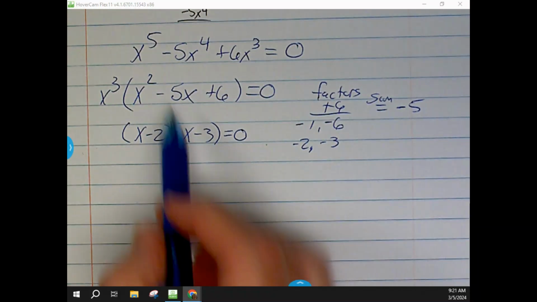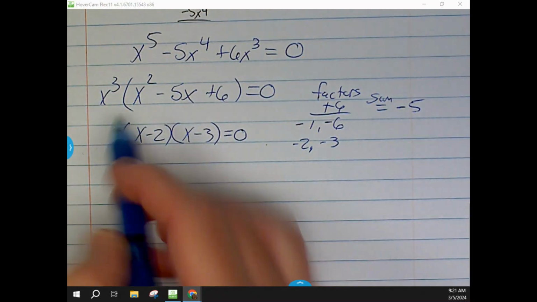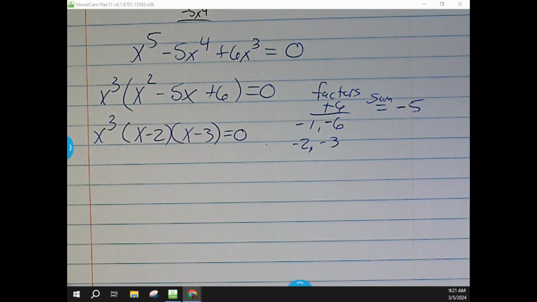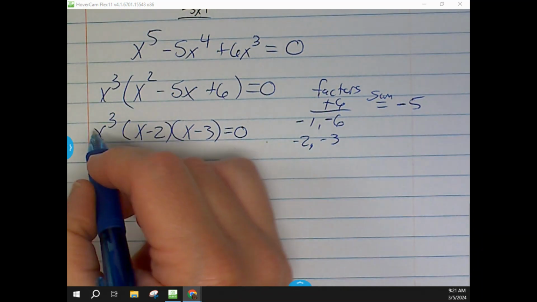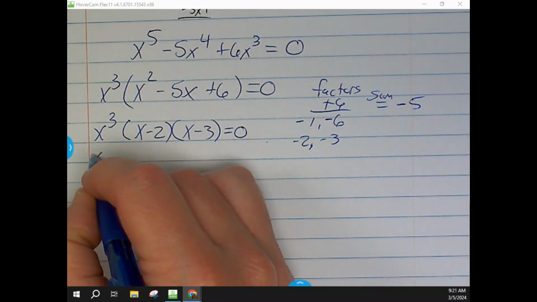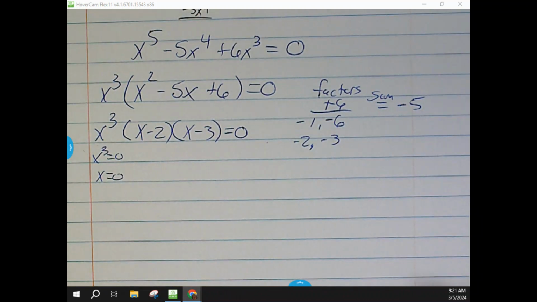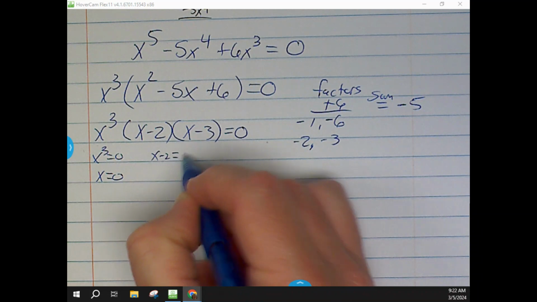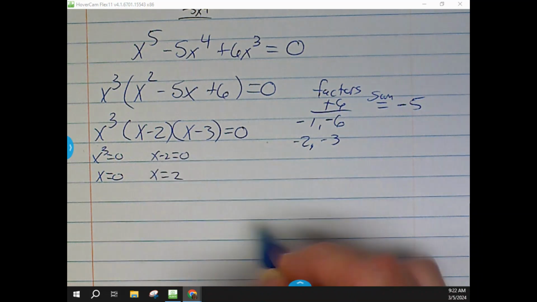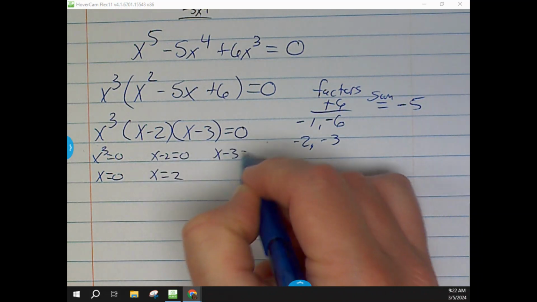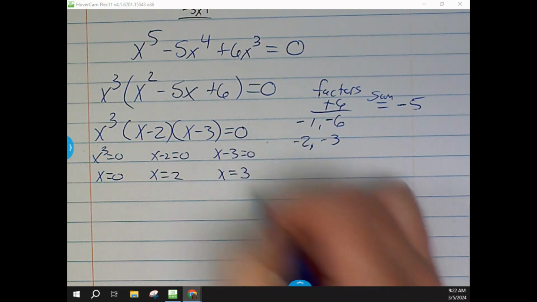Okay, so factoring what's on the inside left over, we get down to x minus 2, x minus 3. This x cubed is still on the outside. So there it is in factored form. When we set these equal to 0, x cubed equals 0, which would just be x equals 0. We set x minus 2 equal to 0, that's x equals 2. We set x minus 3 equal to 0, that's x equals 3.